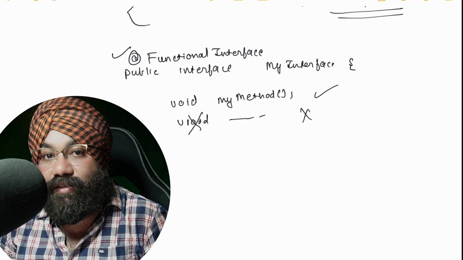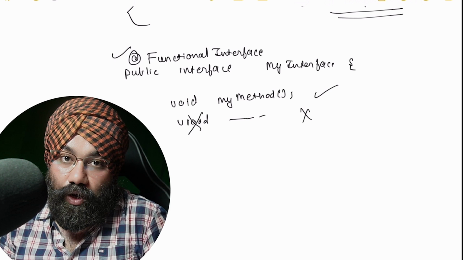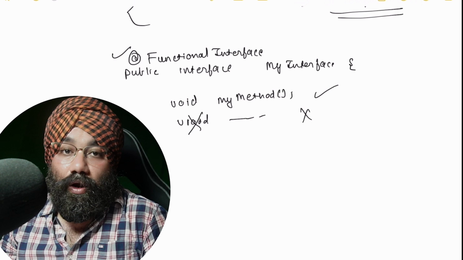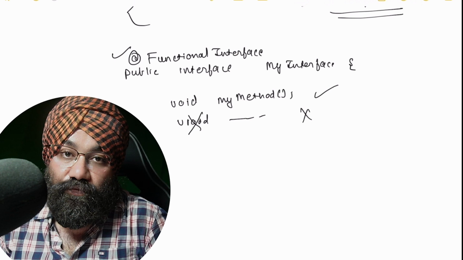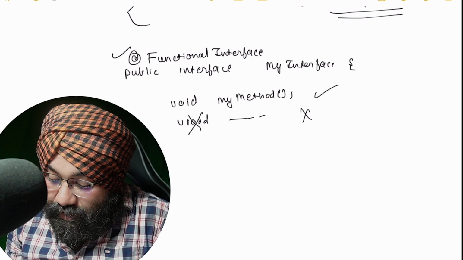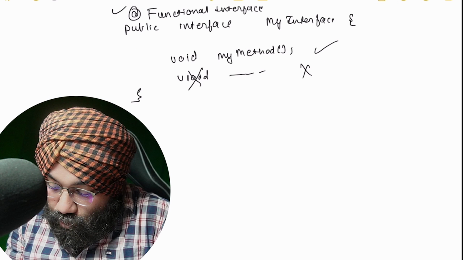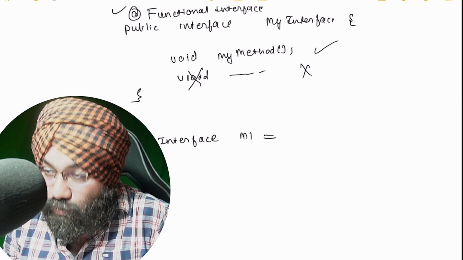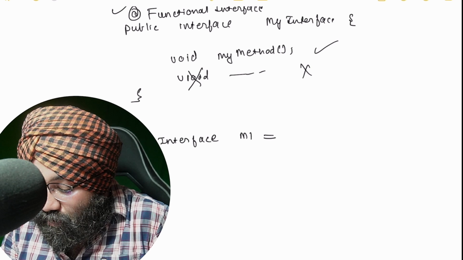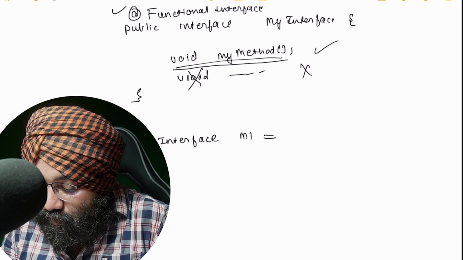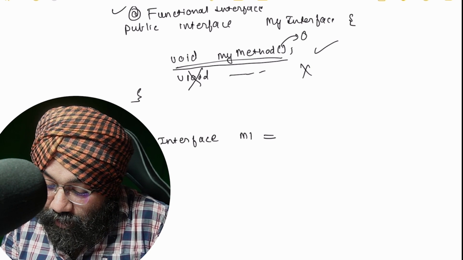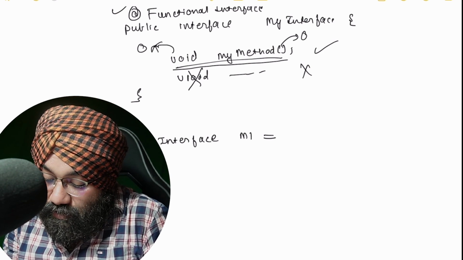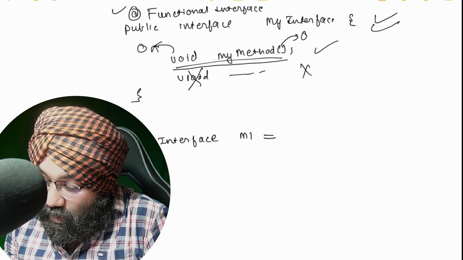We have a video for default methods in interfaces on our channel. Do check that out. But I cannot create any more abstract methods in my functional interface. Now let's see how it becomes compatible with a lambda expression. So at a later point in your code, you can say MyInterface m1 is equal to. Now what is the signature of this abstract method? It is not taking any input, and it is not returning any output. So you can represent this functional interface with a lambda expression.